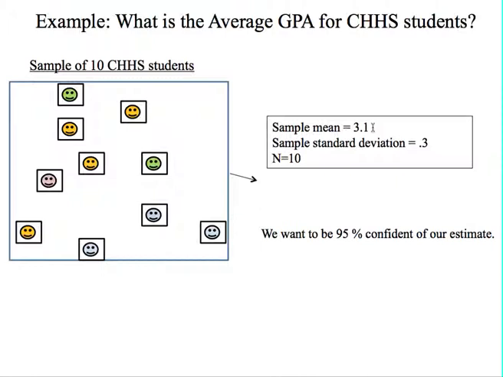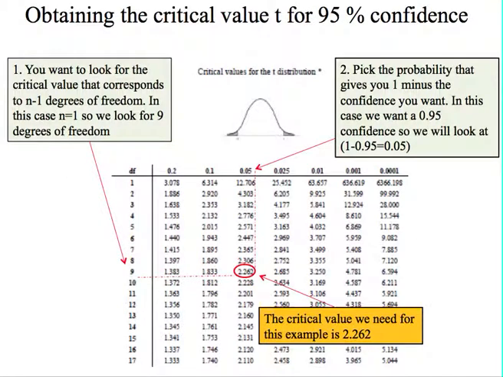So the only way for us to have an estimate of the population, we need to construct a confidence interval. The sample standard deviation in this example is 0.3, and the sample size is 10. And suppose we want to be 95% confident in our estimate. So we already have here the sample mean, the sample standard deviation, and n, the sample size. Now we need the critical value t for this level of confidence. And to obtain that, you would go to a two-tailed t-distribution table.